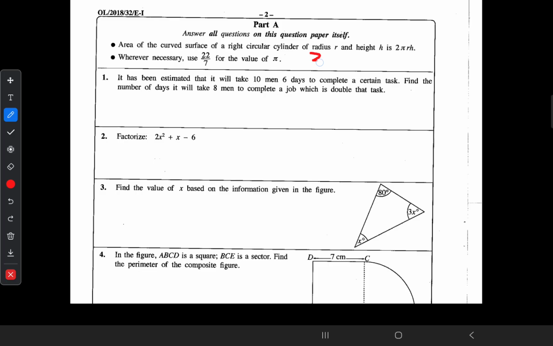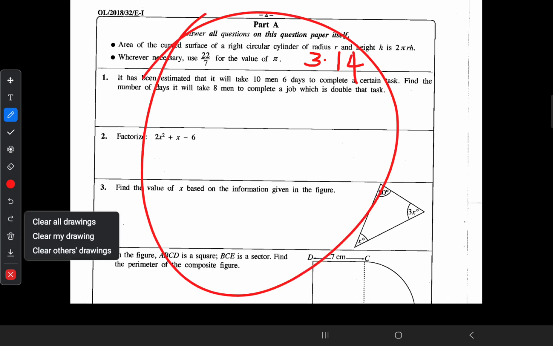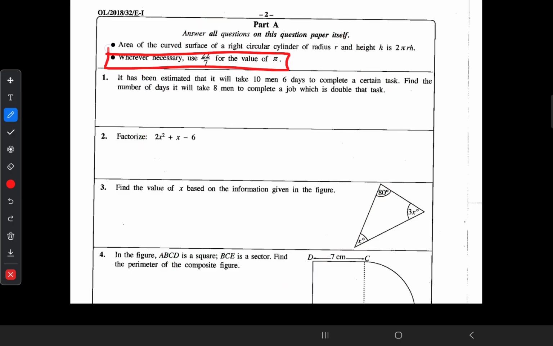So you cannot use 3.14 for the part 1 questions, because in the instructions they clearly mentioned this. Without seeing this, sometimes students might input 3.14 instead of pi. So that is incorrect, no? According to the instruction only, we need to do the questions.